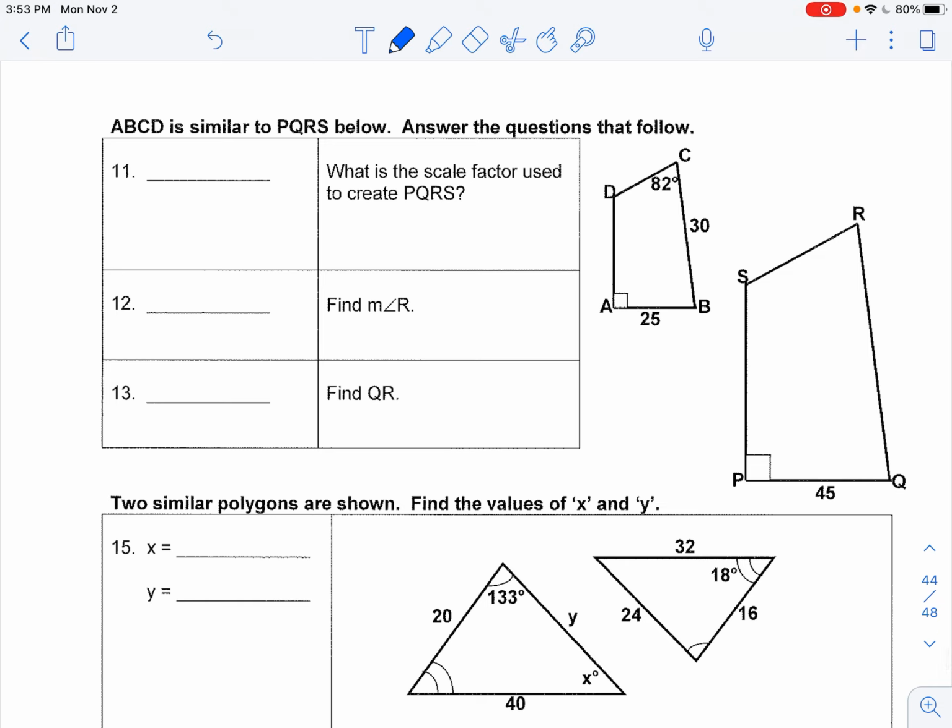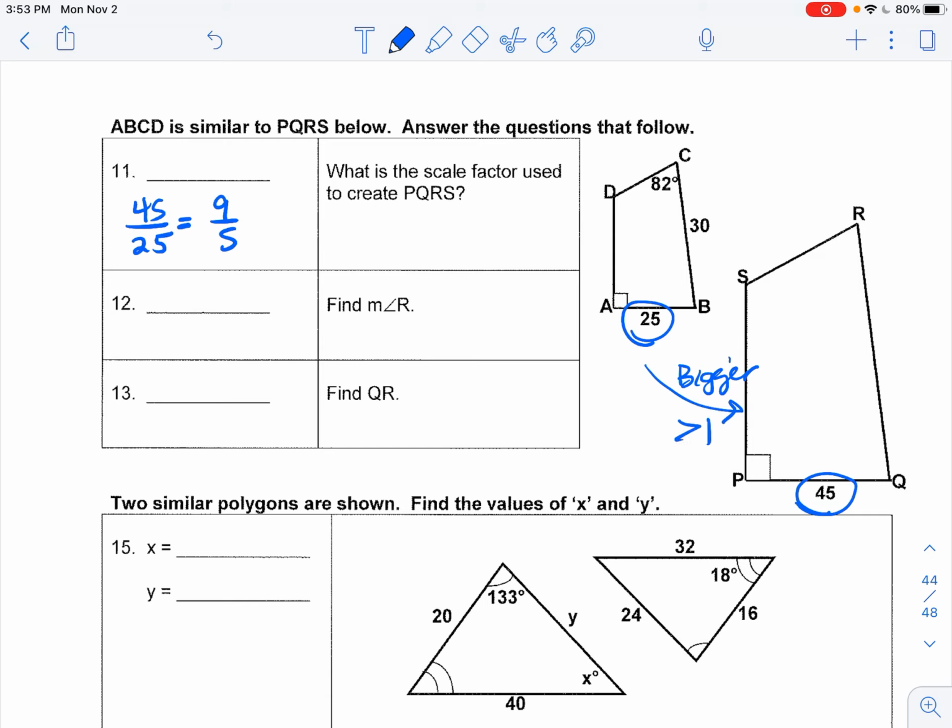ABCD is similar to PQRS. Answer the questions that follow. What is the scale factor used to create PQRS? What I do know is I've got this side right here similar to this side. So that's going to be 25. And we're getting bigger, so we need to be multiplying by 45 over 25. And this would reduce to 9/5. If you're getting bigger, your ratio should be greater than 1.